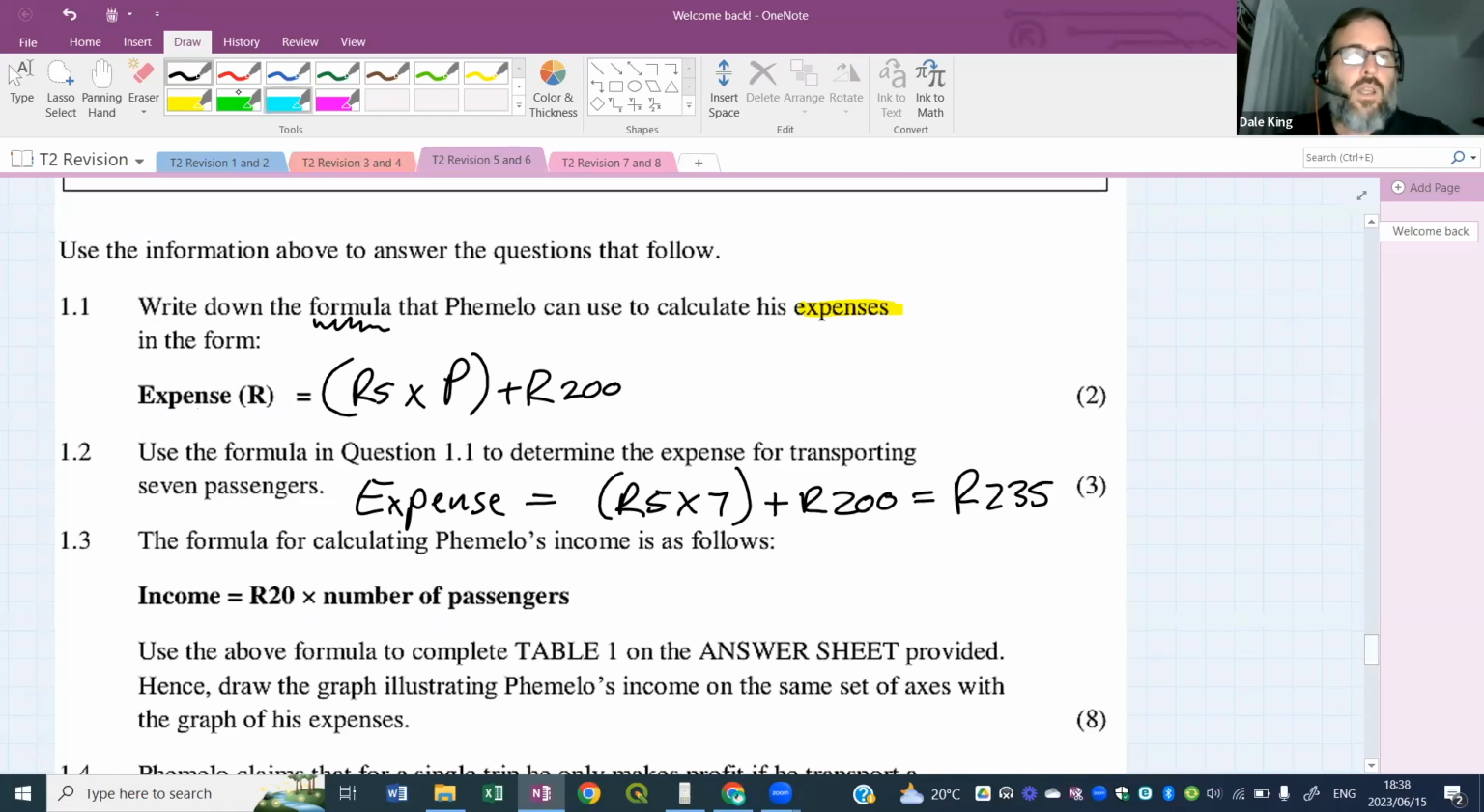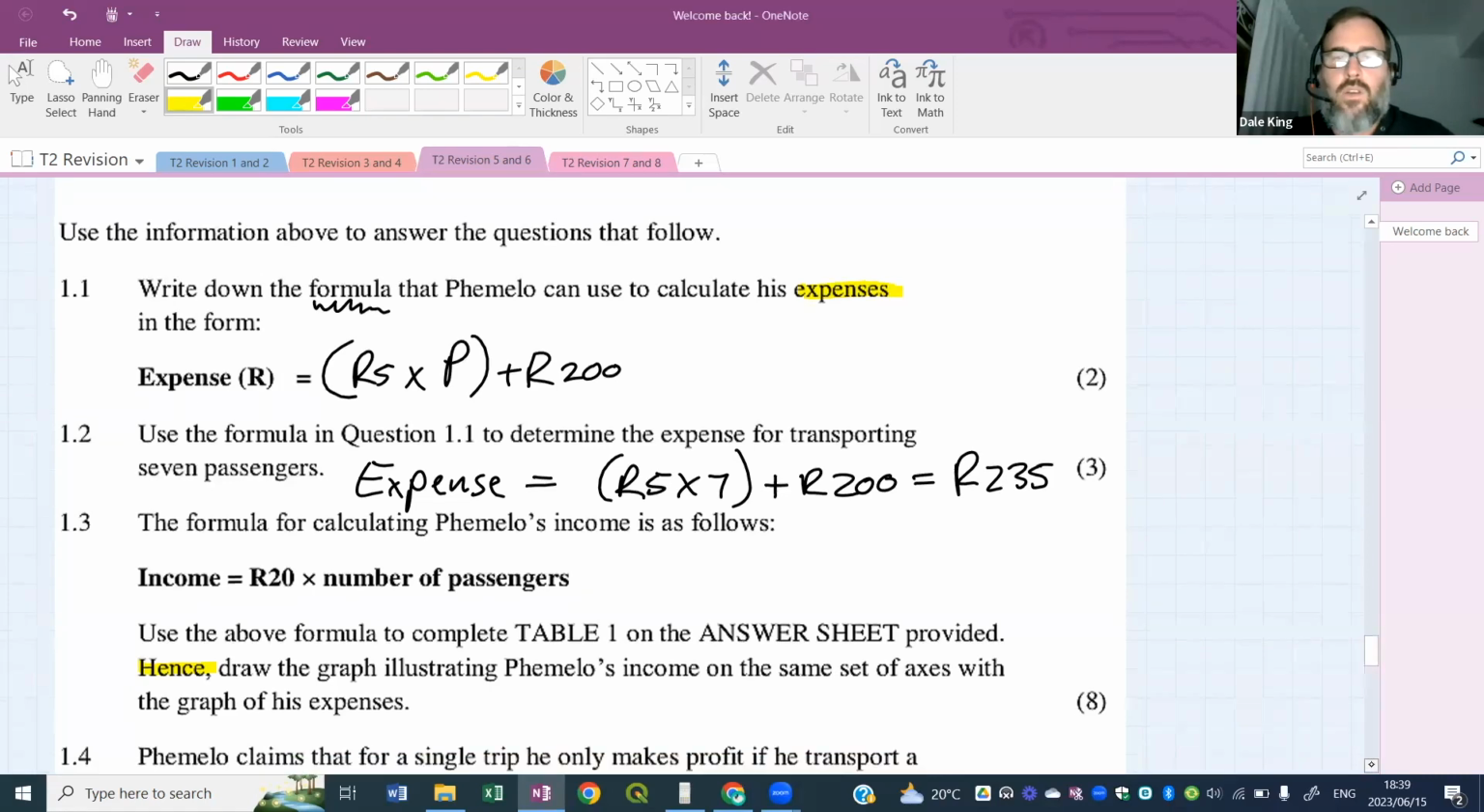Hence. Now, what does this word hence mean? When they put hence down here on the left, what are they trying to say? What does the word hence mean, guys? The number that you got or the answer that you got. Okay, yeah. So use the answer that you got in the previous question to help you do this. We've got a formula for expenses, we've got a formula for income here, and we're going to fill in the table and then use that to graph Pamelo's income on the same set of axes with the graph of his expenses.